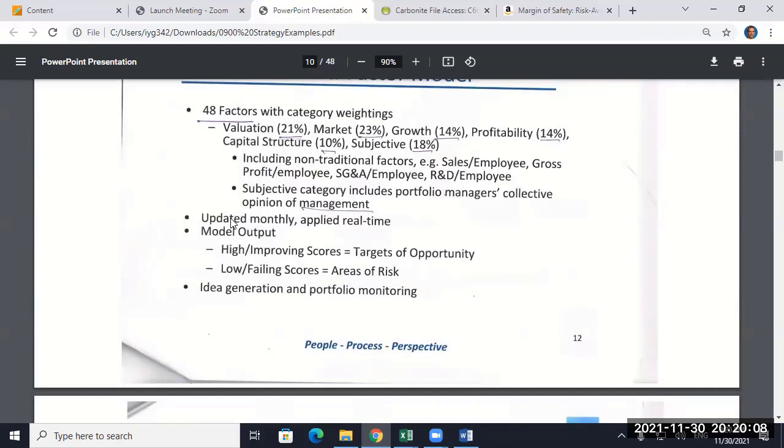So, 48 sounds impressive. Let's look at what they look at. Valuation, market share is probably what they mean there. Growth, profitability, capital structure, how much debt and equity you use, and then subjective. Non-traditional factors, sales per employee. Is that all non-traditional? Gross profit per employee, that's kind of interesting, right?